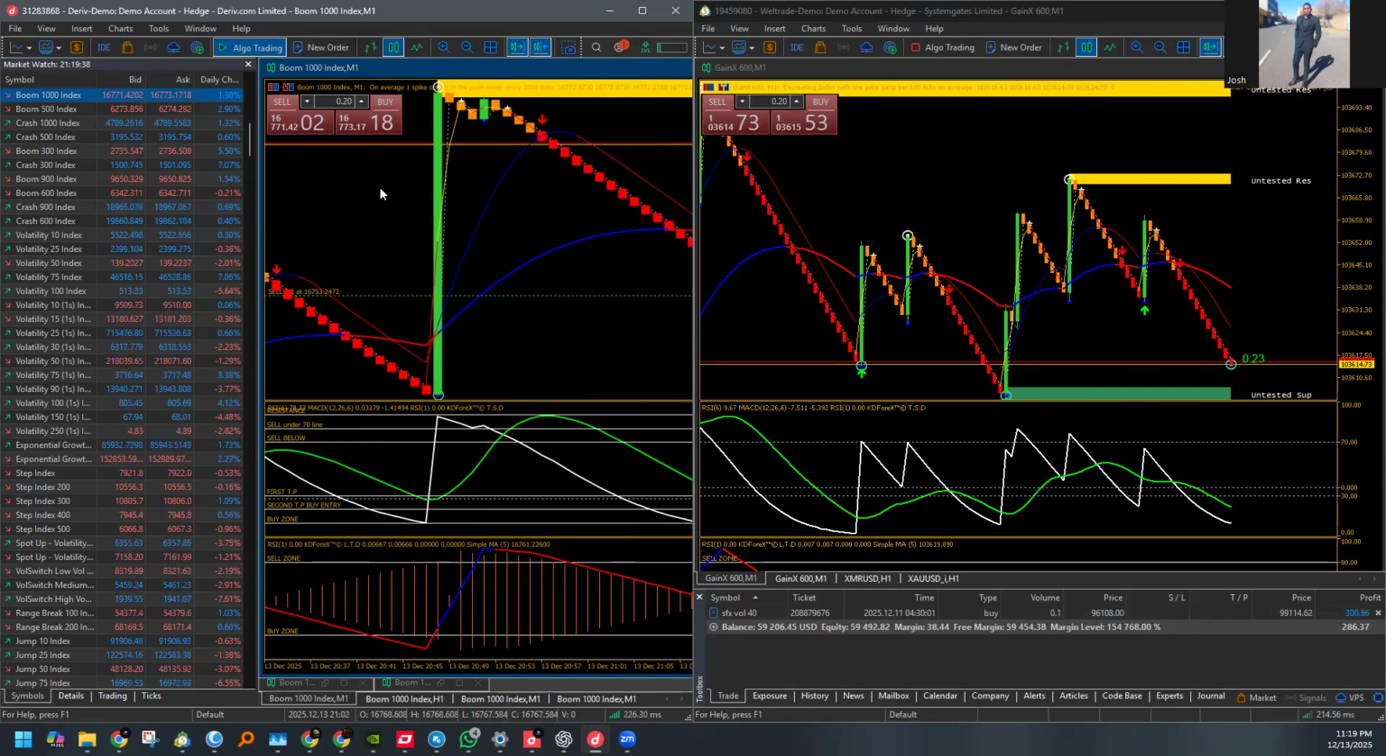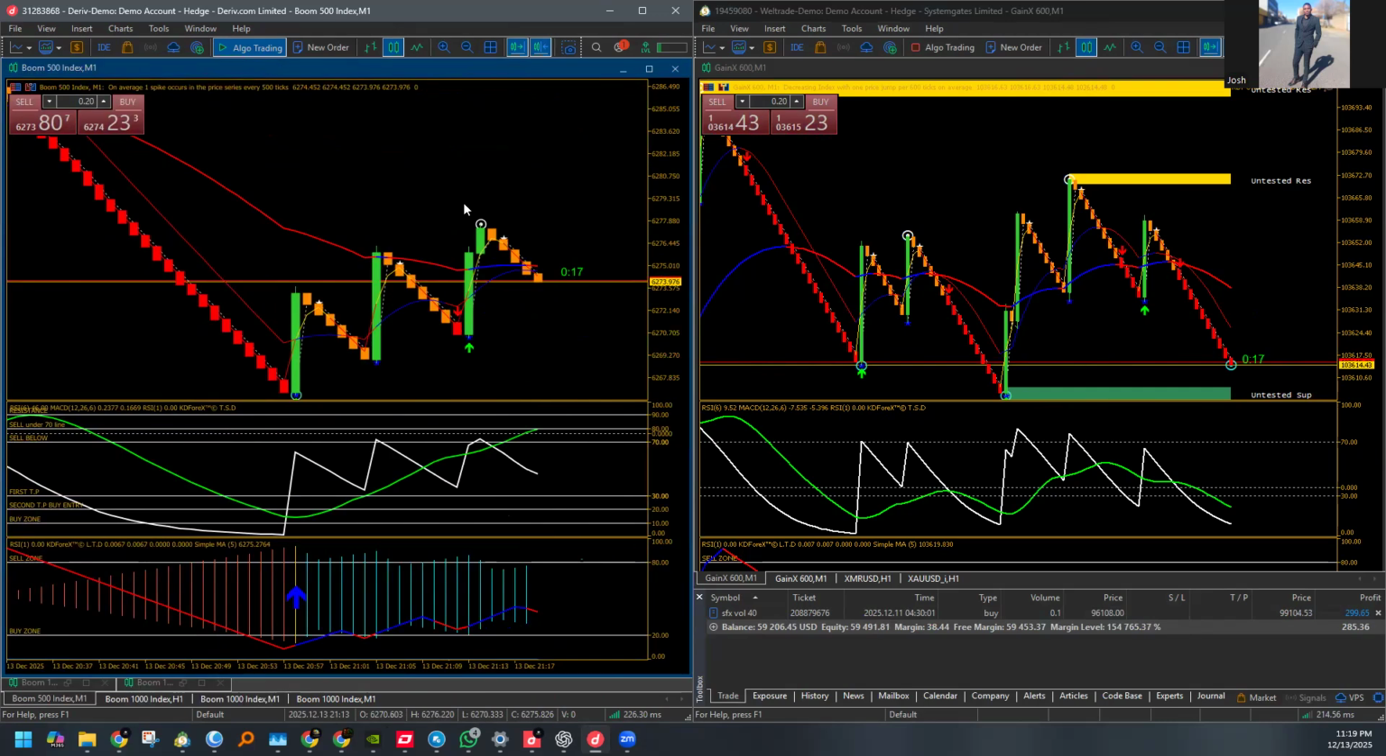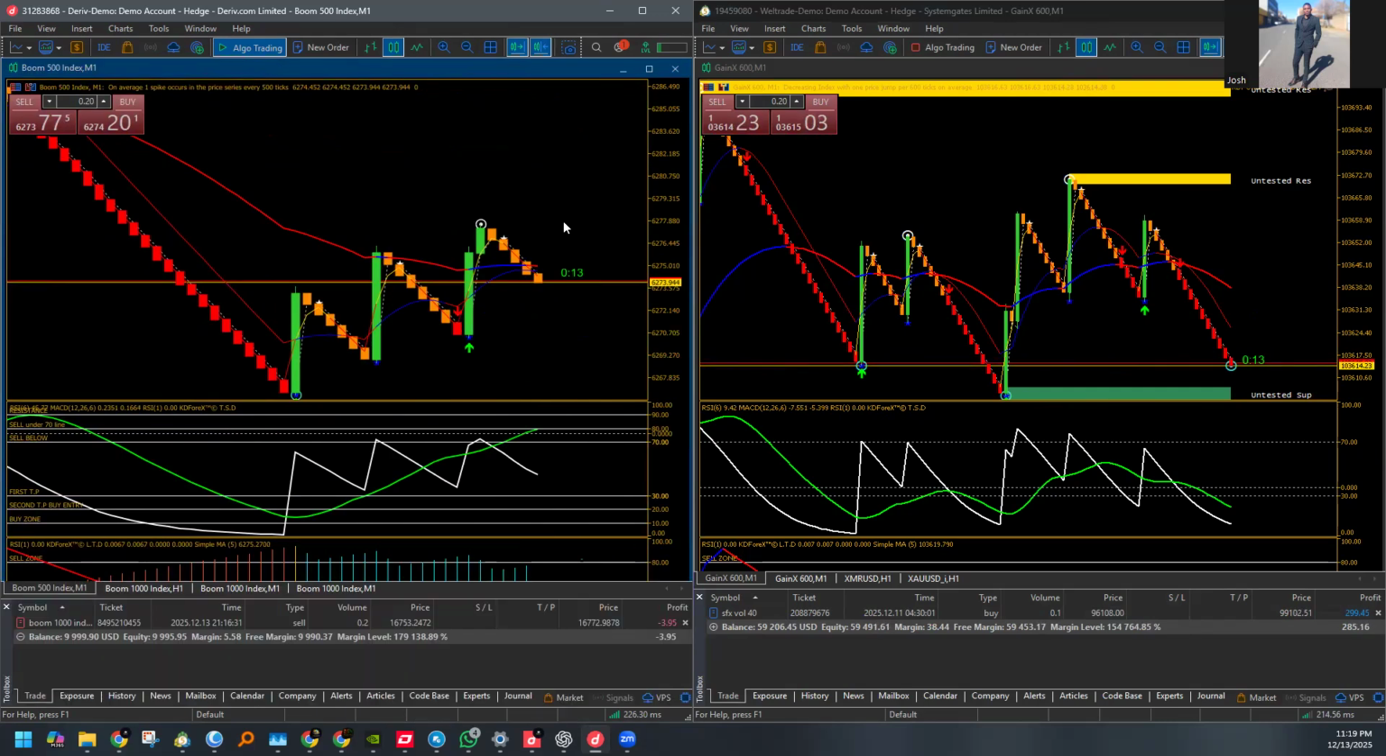We used to think Boom 1000 is going to mess up everything. One spike is going to take you out of the market, not knowing how to use the proper lot size and everything else.